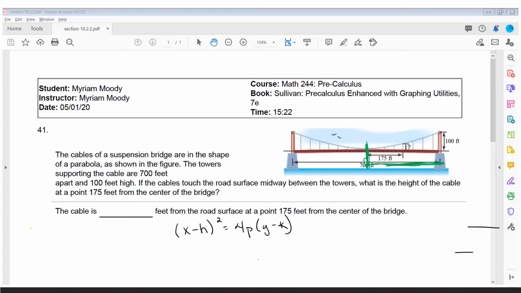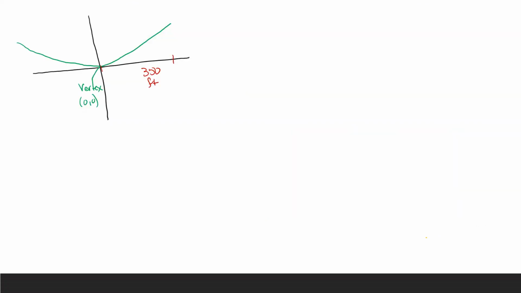Good. They also told us that the bridge happens to be 100 feet high, which means from here to here is 100 feet, isn't it? So you can pretty much guess I'm going to have this point over here that's 350 feet across and 100 feet high. Do you agree? Okay, so let me get my equation back again.